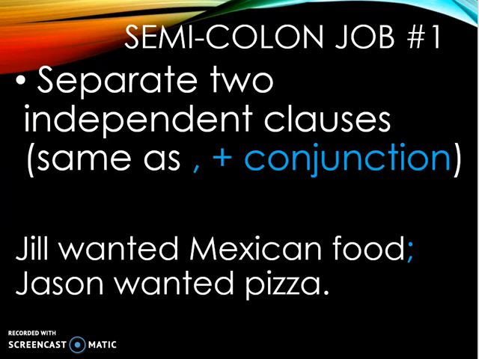Instead of using the comma and the conjunction, you can use a semicolon and just get rid of the punctuation mark and the word. But again, it has to be independent, as the example at the bottom shows you. Jill wanted Mexican food; Jason wanted pizza. Both parts of the sentence are fine by themselves. You could have put a period, but because they're short and kind of related to one another, a semicolon would be a good use right there.